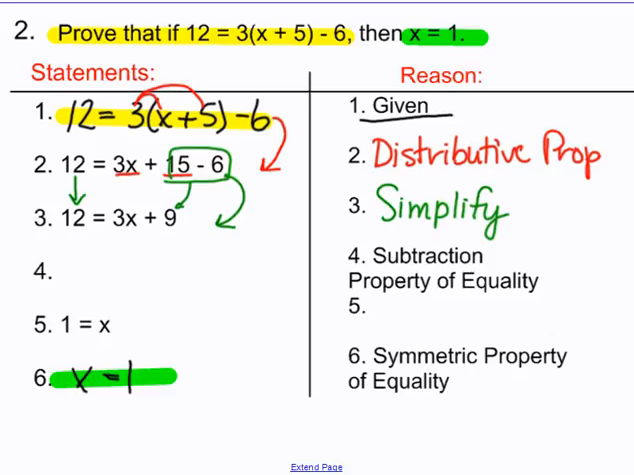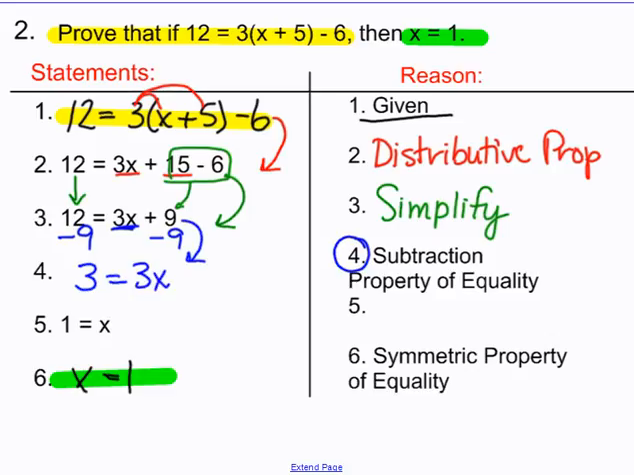Another step here. But there's nothing written here. What the heck? I have to look over here to see the subtraction property of equality. So that means that I have to subtract something. I want to get x alone, so I have to subtract 9 from both sides. So that ends up being 3, and we have 3x.